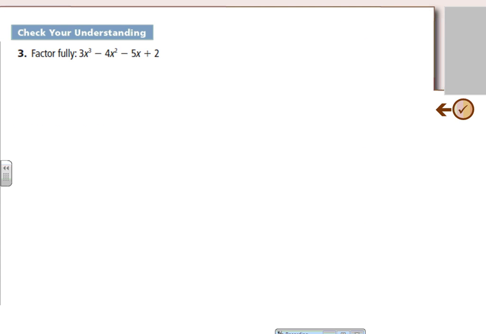Let's try one out for ourselves. And again, just like always, try to get ahead. Try to do it yourself. Check in with the answer. Here we go. Let's factor this one fully.